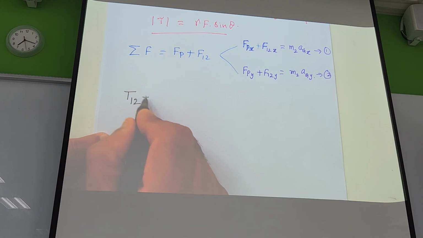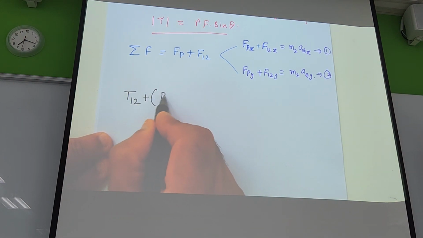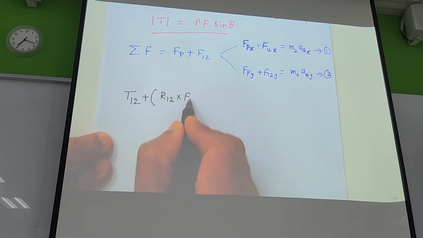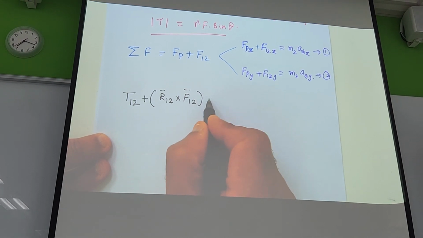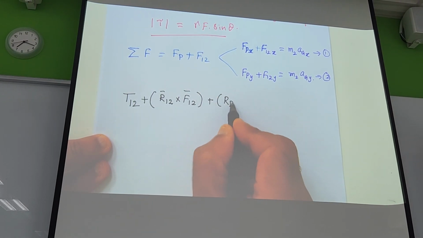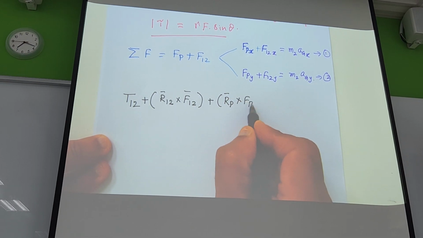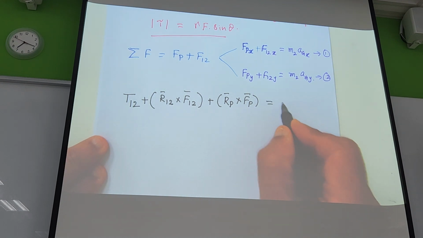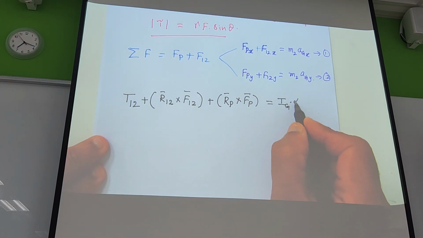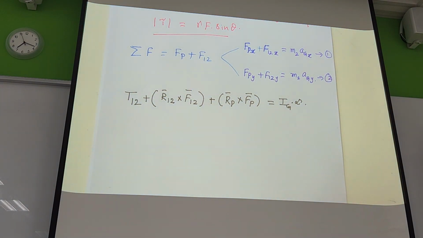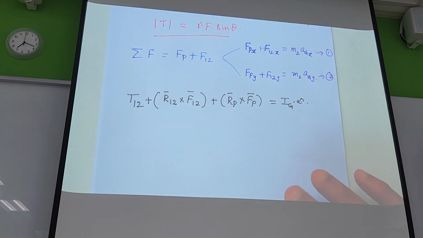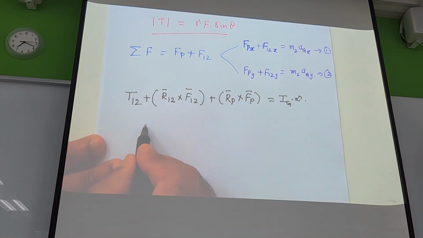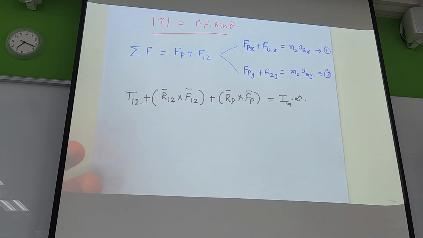Plus the cross product of R12 and force F12, plus the position vector RP cross FP. This is equal to IG into alpha. So basically this is a vector equation, and we need to convert it into a scalar equation. It requires some amount of derivation.